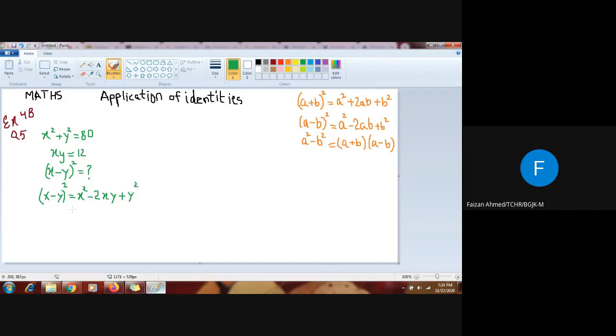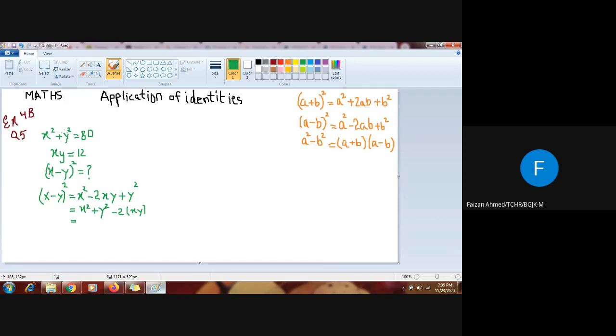And now what will I do? I will just change the order. I will write x square and y square first. And I am doing it because I can see that there are some values given in the question which I can use over here. So I will write it like that. I have just changed the order, the sequence in which the identity was written. And now I have the values.